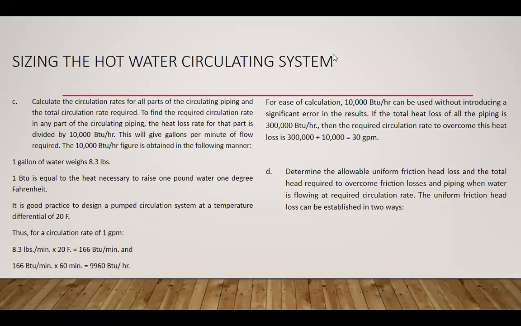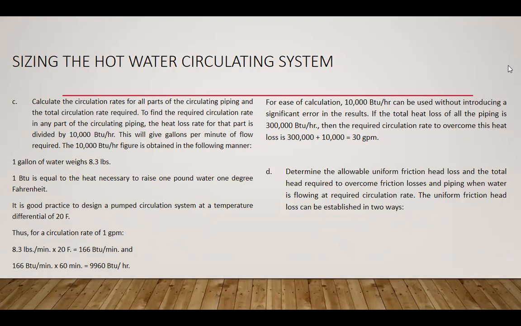So 1 gallon of water weighs 8.3 pounds. 1 BTU is equal to the heat necessary to raise 1 pound of water 1 degree Fahrenheit. It is good practice to design a pump circulation system at a temperature differential of 20 Fahrenheit. Yan. 20 Fahrenheit ng delta T. Now, for a circulation rate of 1 GPM, 8.3 times 20 is 160 BTU per minute. And 160 BTU per minute times 60 minutes is 9,600 BTU per hour. For ease of calculation, 10,000 BTU per hour can be used without introducing a significant error in the result.